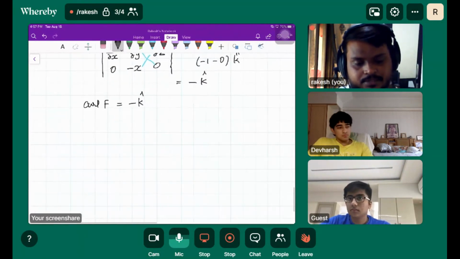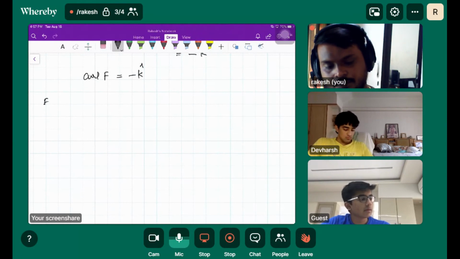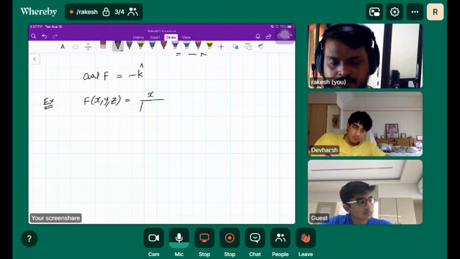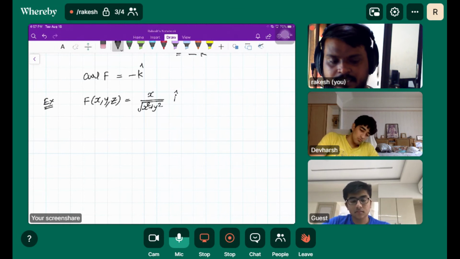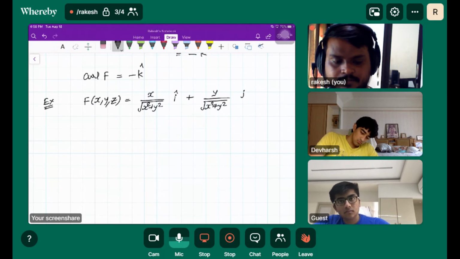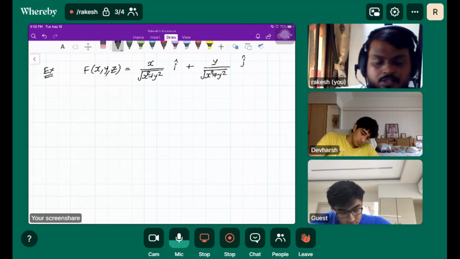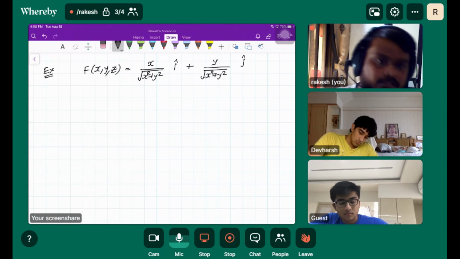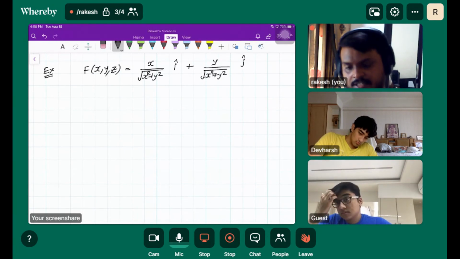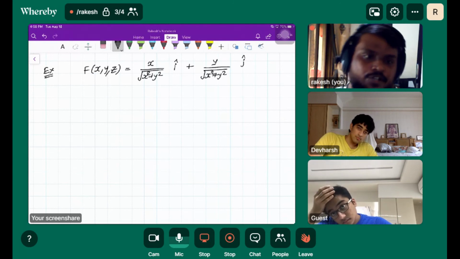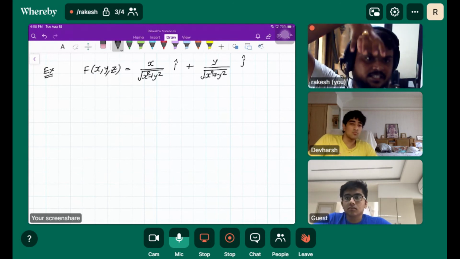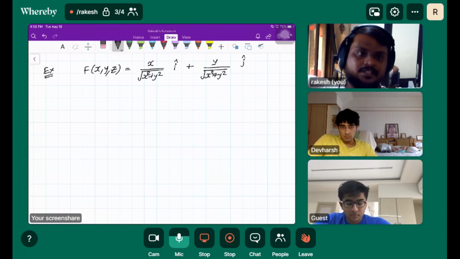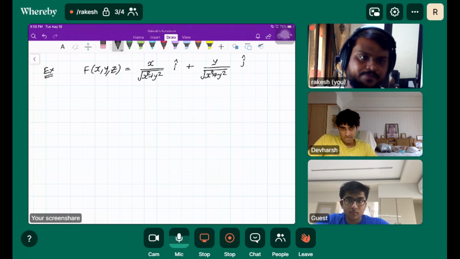Now let's take the second example here. f(x, y, z) is equal to x upon x square plus y square i cap plus y upon x square plus y square j cap. Now, can you imagine the vector field here? Since this is again independent of z, there is no z component in this. So we can observe this from the top of the z axis and get a sense of the vector field spread out on the xy plane.